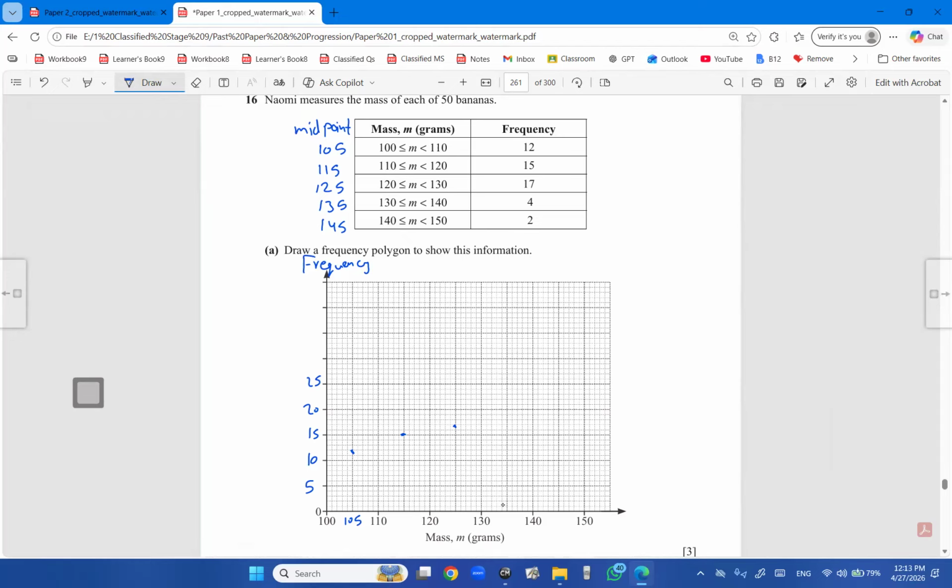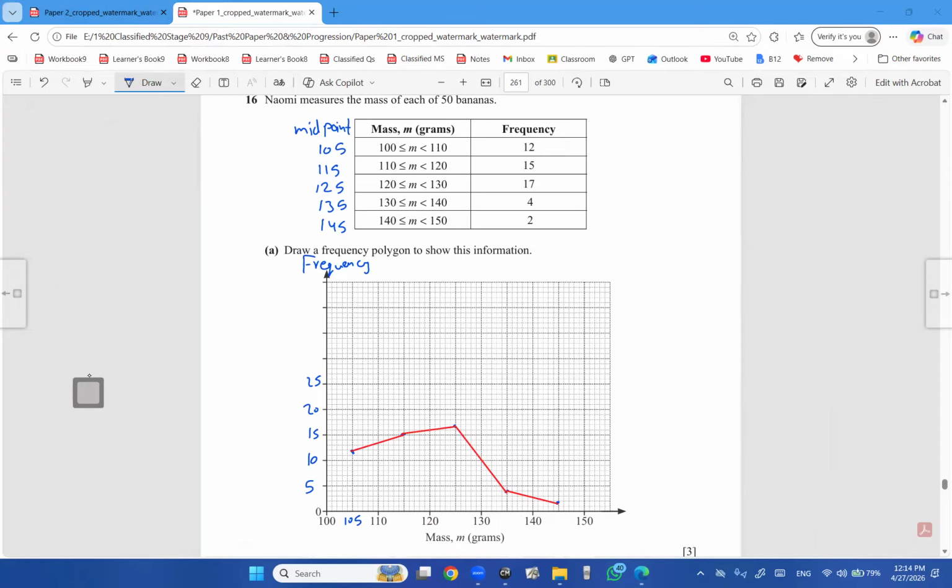135 until 4, 145 until 2. After that, what are we supposed to do? I use my ruler and connect them this way: the first with the second, then the third, then the fourth, and at the last point. This is my frequency polygon.